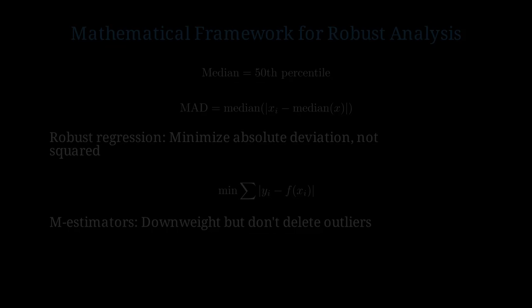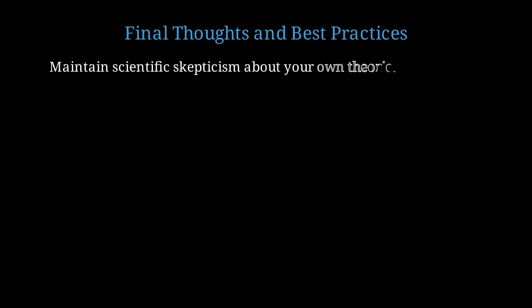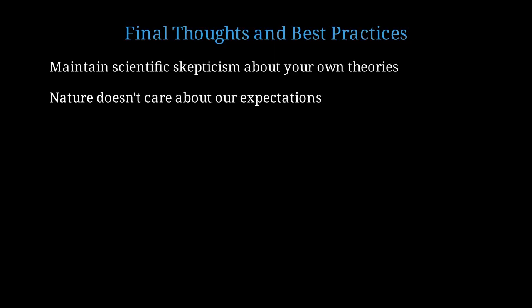Let me conclude with some final thoughts and best practices that every experimental scientist should follow. First, maintain healthy skepticism about your own theories. Don't get so attached to your expected result that you ignore data that contradicts it. Remember that nature doesn't care about our expectations or our theoretical predictions. The universe is under no obligation to behave the way we think it should.